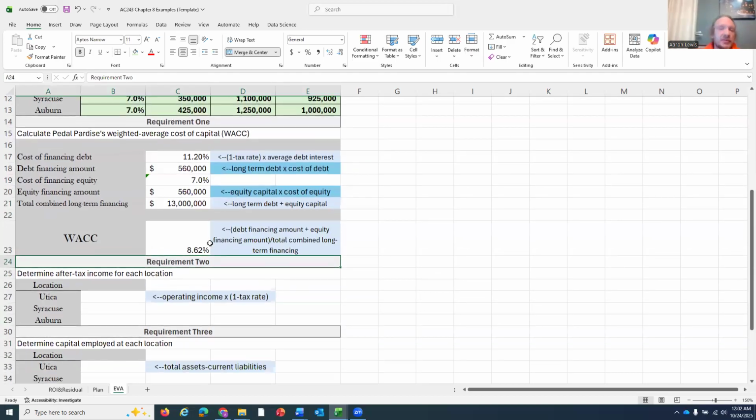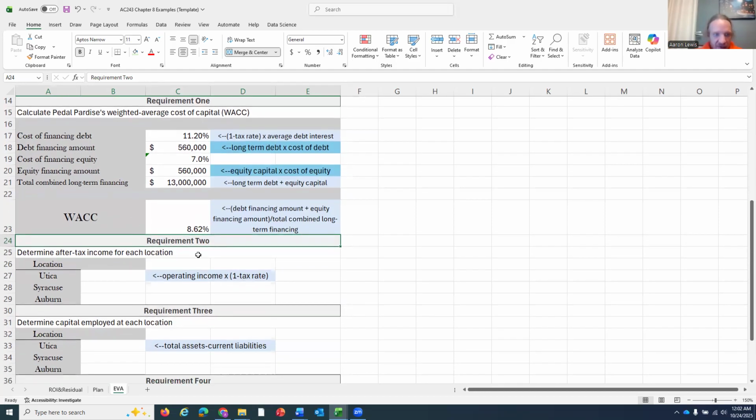For every extra dollar we raise, on average, be it through debt or through stocks or whatever, we're going to have to pay out 8.62% of that back each and every year to pay interest, to pay dividends, etc. Let's keep on plugging away, getting these components of EVA together.